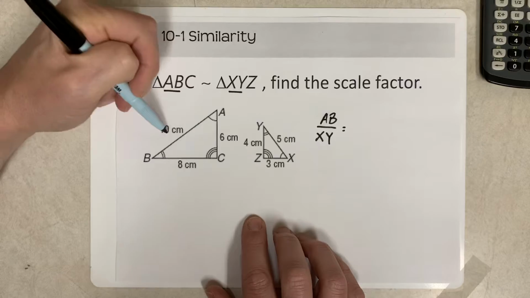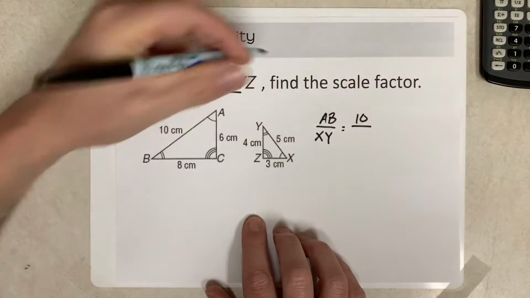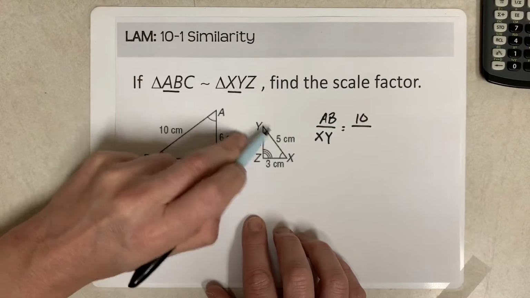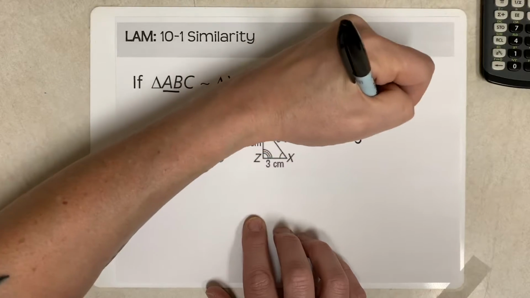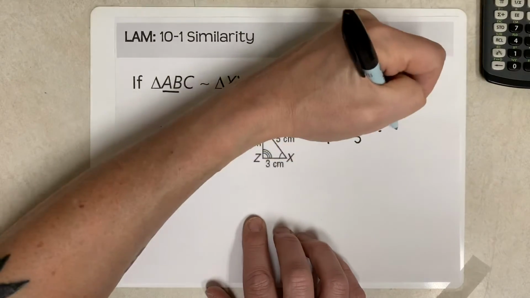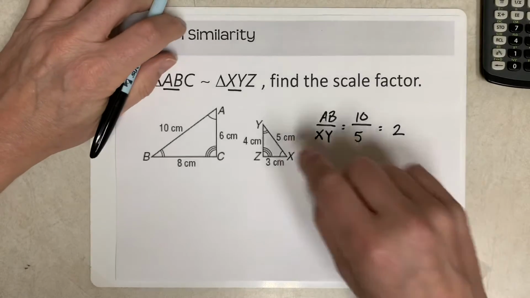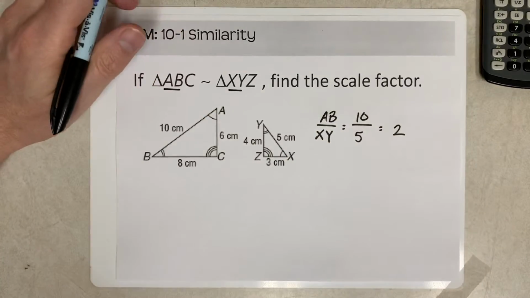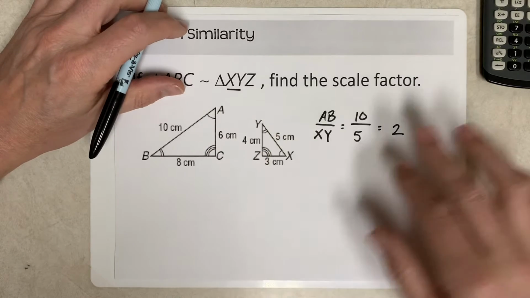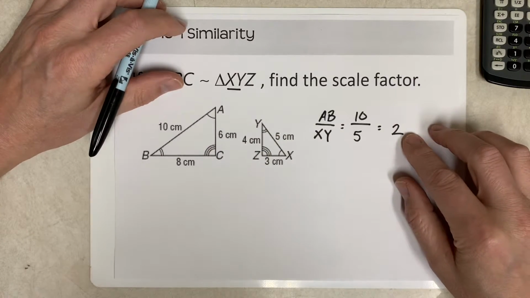Okay, so AB is 10, XY is 5, and 10 divided by 5 is 2. So the scale factor would be 2. Now that would actually take you from the small one to the big one, but really if you wanted to go from the big one to the small one, you just flip that and make it 1/2.